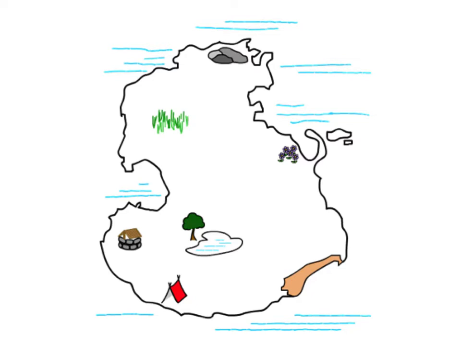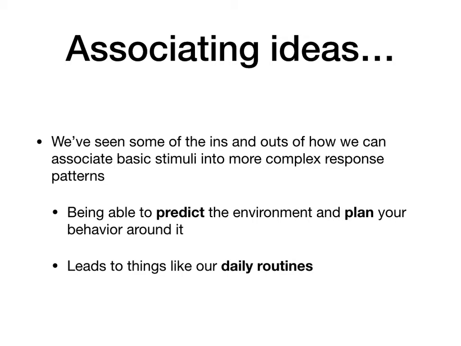So, that being setting the stage, let's roll back a little bit. We've been talking a lot about associating ideas. We've seen how we can take basic stimuli and create complex response patterns out of it. The whole idea of conditioning, right? Creating new associations that are helpful for predicting things that are going to happen in the environment and plan around it, right? And we discussed in the last lecture a bit about how you can use that to maybe plan your day, right? So how might, let's put that more clearly.